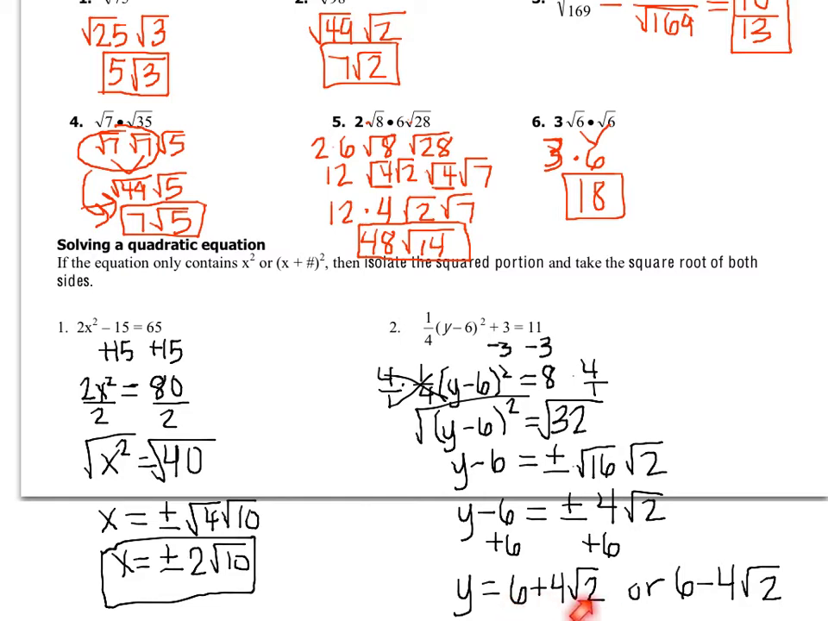Put this in your calculator and get a value. And do 1/4 times the quantity, put your answer, minus 6, close your parentheses and square it. And then add 3. And you should get 11.